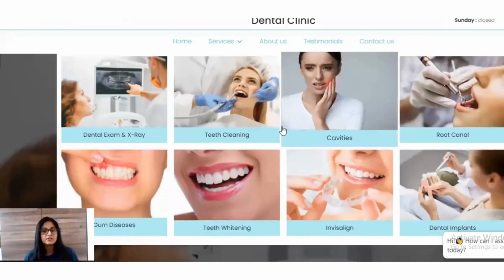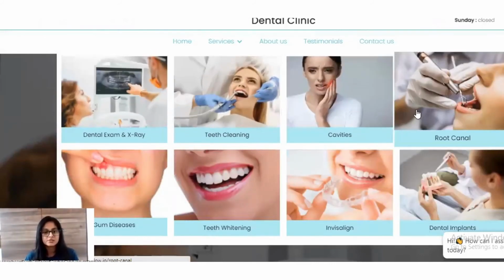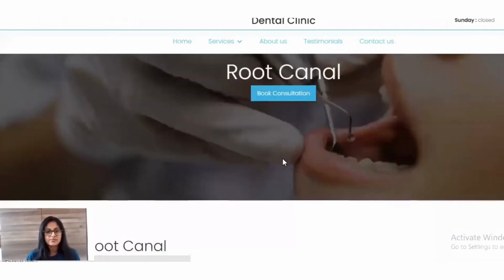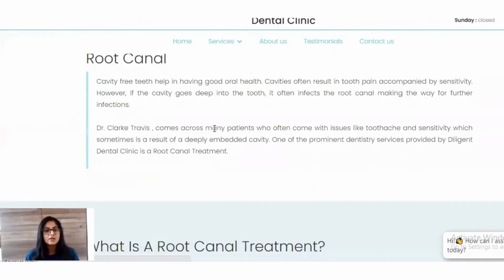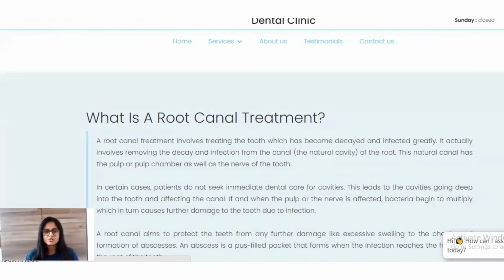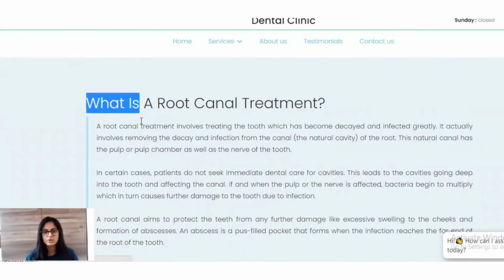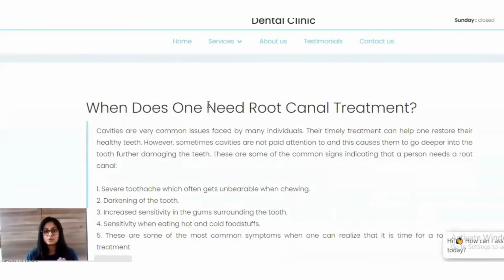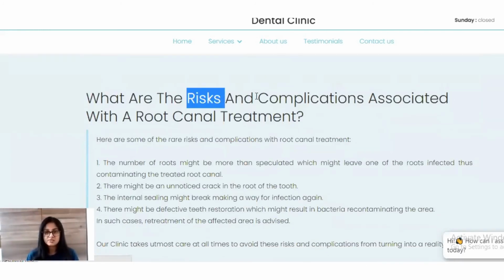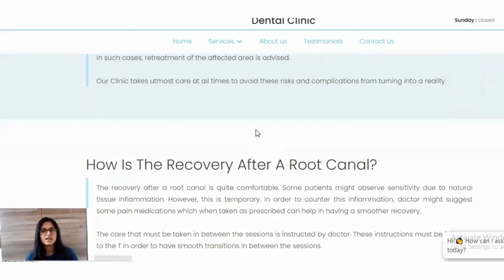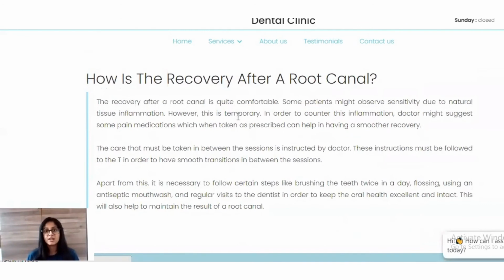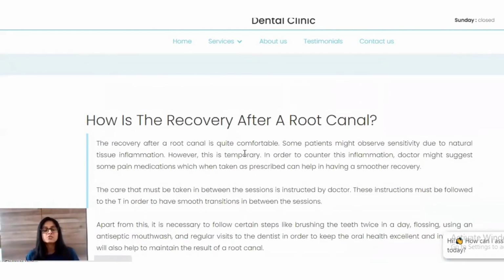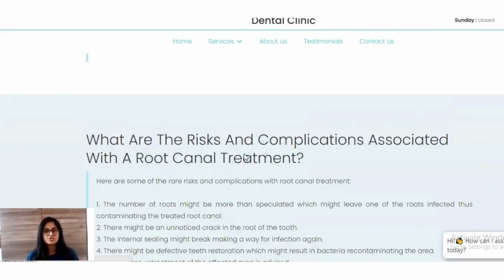For example, let's look at any of the services here. Okay, so root canal. As soon as the name root canal comes into your mind, there might be a plethora of questions. The patient might have various questions, like what is this treatment exactly about? Am I really eligible to undergo that treatment? When do I need this treatment? What are the complications and risk factors if I undergo this treatment? And how can the recovery be when I undergo root canal treatment? So there can be various questions that a patient might have.